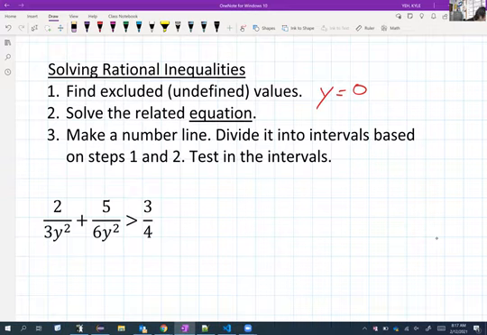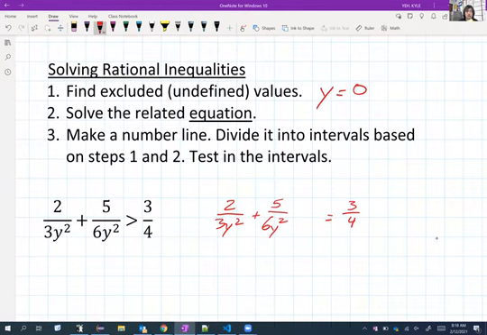Step 2, solve the related equation. So I'm going to rewrite this as if it were an equation. 2 over 3y squared plus 5 over 6y squared equals 3 over 4. Now, I would love for you to pause this video and think to yourself, what can I multiply each of those by to get a common denominator that we need for this equation? 3, 6, and 4, what can we get them to? How can we make sure they all have y squared on the bottom? Pause the video, take a stab at it, unpause it, and then I'm going to talk my way through that, and we'll make sure our thinking aligns.